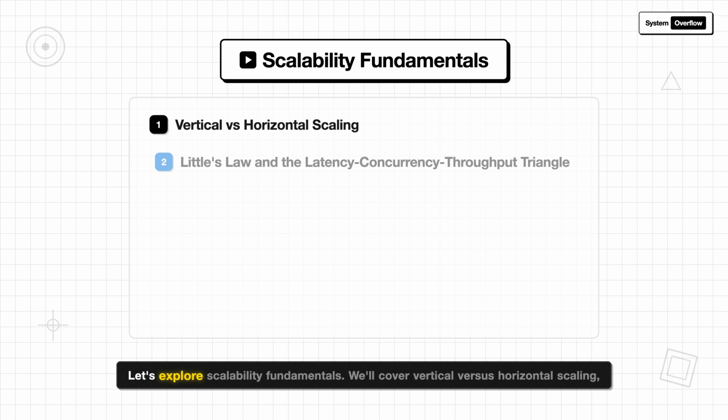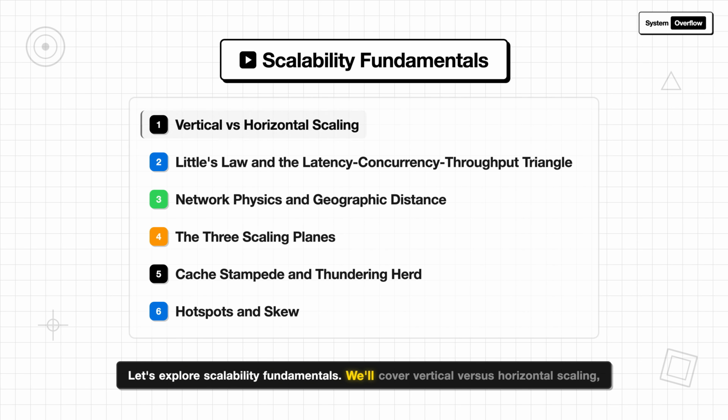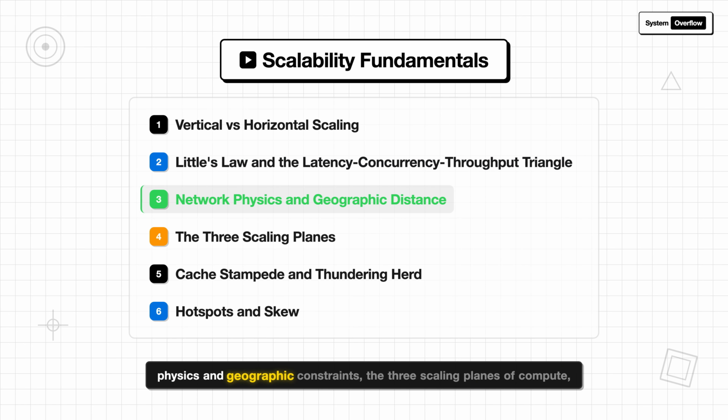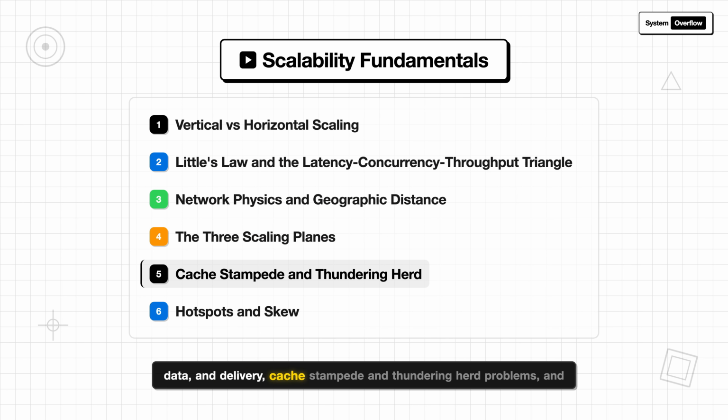Let's explore scalability fundamentals. We'll cover vertical versus horizontal scaling, Little's law and how latency, concurrency, and throughput relate, network physics and geographic constraints, the three scaling planes of compute, data, and delivery, cache stampede and thundering herd problems, and hotspots and skew in distributed systems. Let's get started.